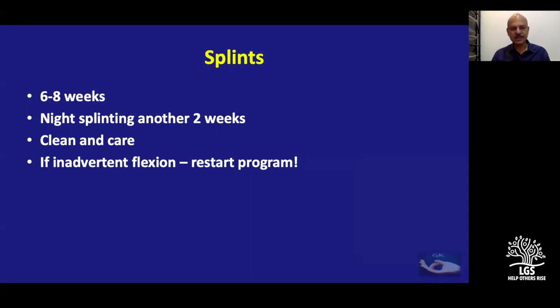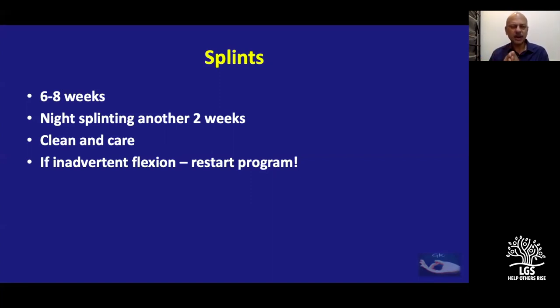Cleaning and care should be advised. When the patient is taking a bath, if it is on the right hand or left hand, the patient can take it off when he is taking a bath. When he's taking a bath, he should remember that the finger should be kept in a position of extension. Because it is not possible to do it when he's taking a bath, he needs to continue wearing the splint, but a plastic paper should be applied over it when he's taking a bath. When he is taking out the splint, he needs to clean the skin occasionally, about 2 to 3 times a day. When he is taking out the splint, he must be advised that he must keep the finger hyperextended like this while the splint is taken out, cleaned and reapplied. If there is an inadvertent flexion, we need to restart the program.